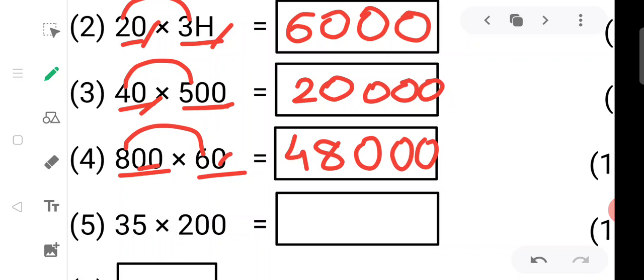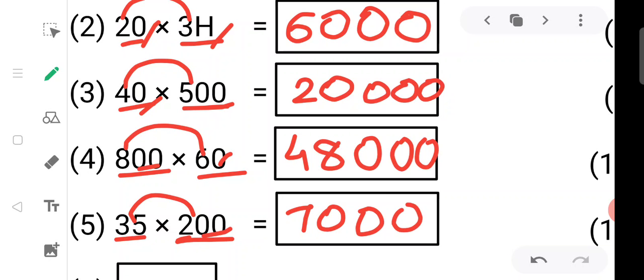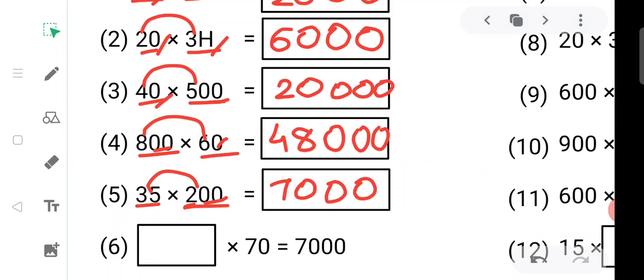Now, the next one is 35 multiplied by 200. So here we multiply 35 by 2. 35 2s are 70 and then we put 2 zeros in front of 70. So here we get 7000.